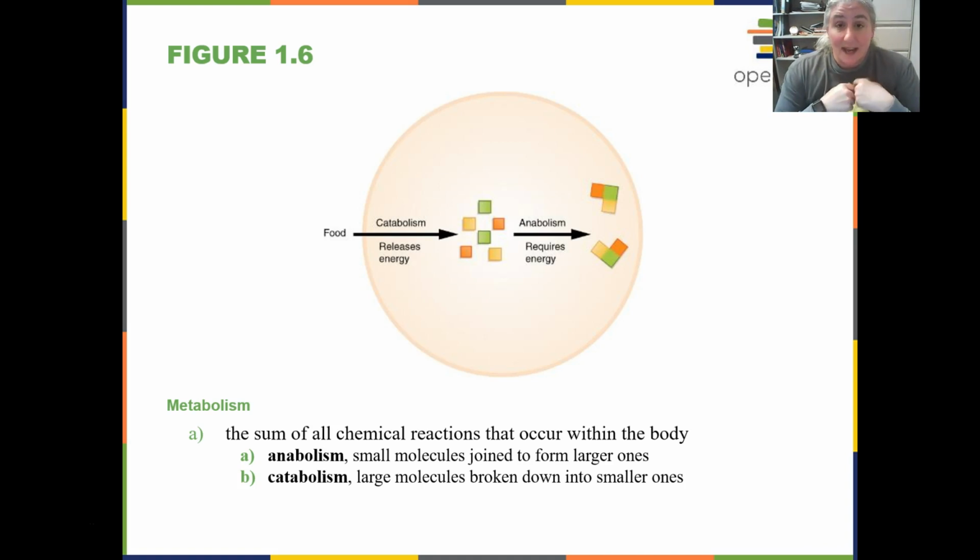Anabolic reactions, then, anabolism, is the build-up. So you take small subunits, you put them together, and you build something larger up. That's an anabolic reaction. Anabolic reactions take in energy. I always remember anabolic reactions because most of you have probably heard of anabolic steroids. Anabolic steroids build muscle up, so anabolism builds molecules up.